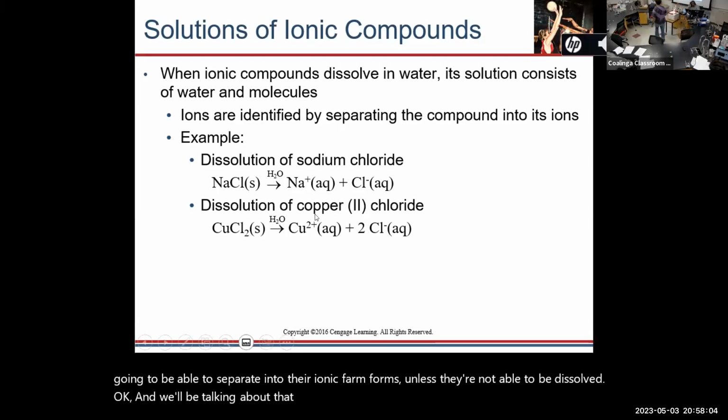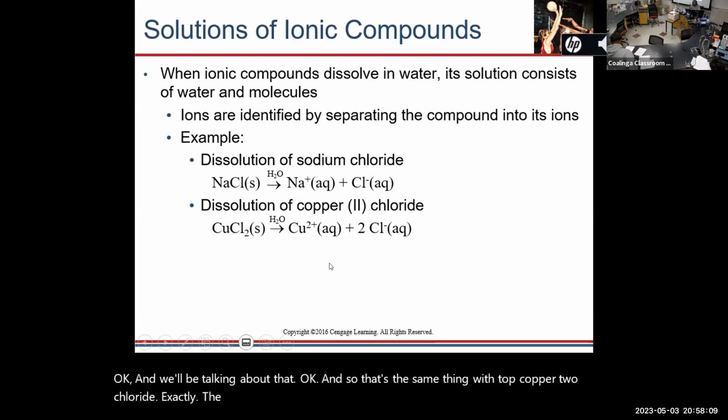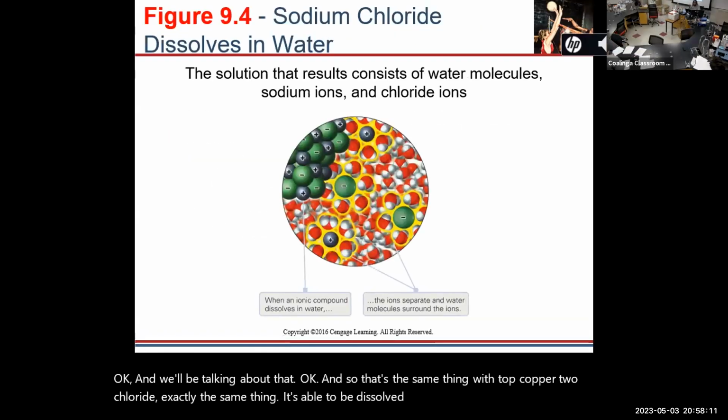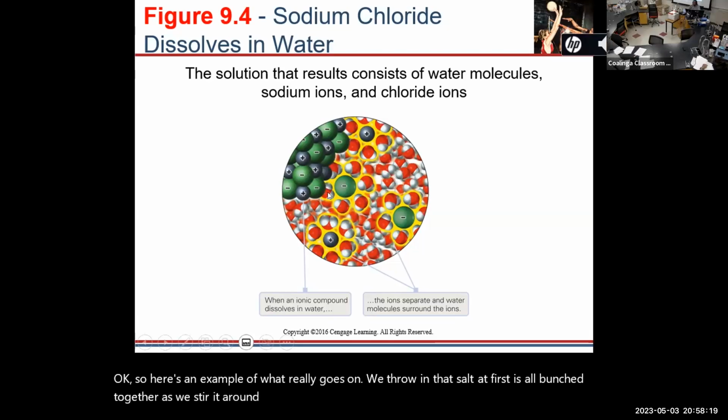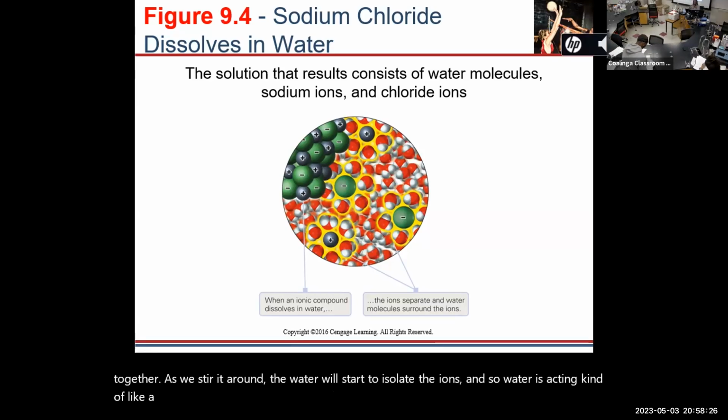Okay, and so that's the same thing with copper 2 fluoride. Exactly the same thing. It's able to be dissolved in water. So here's an example of what really goes on. We throw in that salt. At first, it's all bunched together. As we stir it around, the water will start to isolate the ions. And so water is acting kind of like a home wrecker. It goes up to the plus ion and surrounds it.